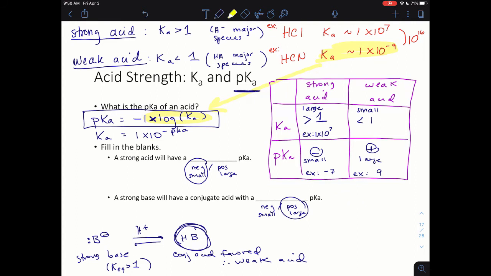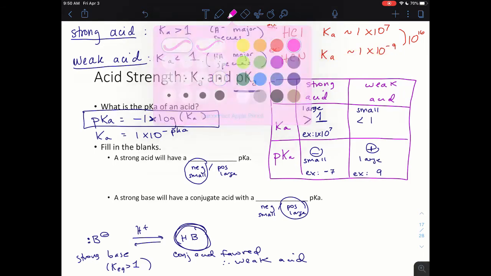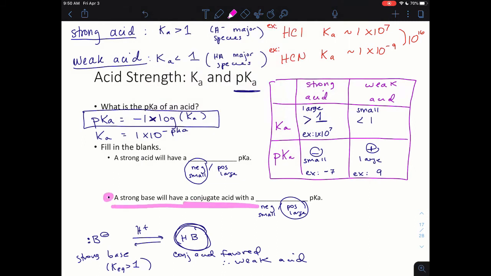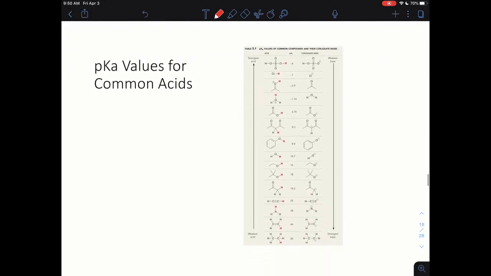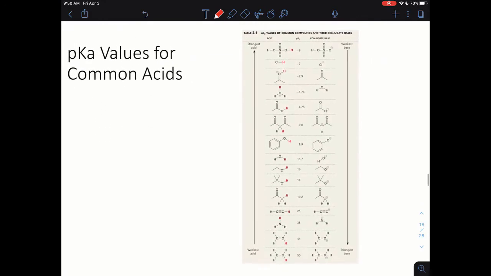This idea is really, really important. This idea that a strong base has a conjugate acid that is weak. Strong base, weak conjugate acid. This is a really important idea for us in organic chemistry. So I want you to take a moment and make sure you can wrap your head around all of this. When you're ready, we can take a look at the pKa values for common acids.